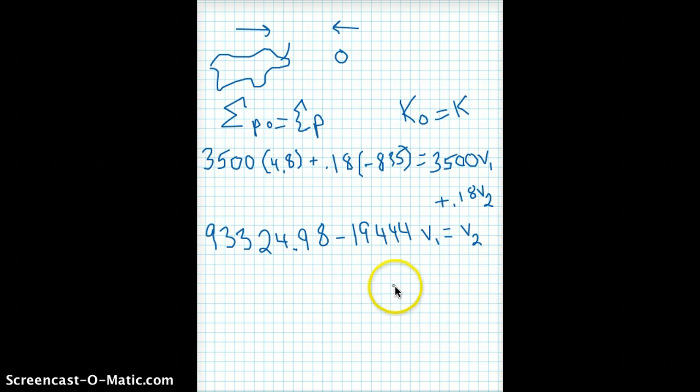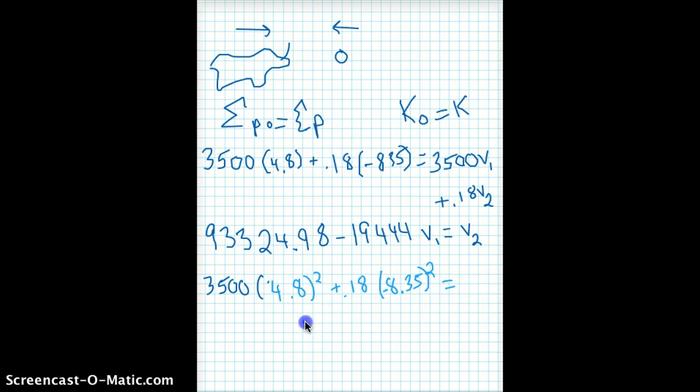So now we're going to go to the kinetic energy equation. Of course, it's 1/2 mv squared plus 1/2 mv squared. There's a 1/2 in front of every term, so I'm not going to write the 1/2s. Here's my work. So 1/2 times 3,500 times 4.8 squared plus 0.18 times negative 8.35, but since it's squared, that sign doesn't matter as much down here. Put it there just for good measure.